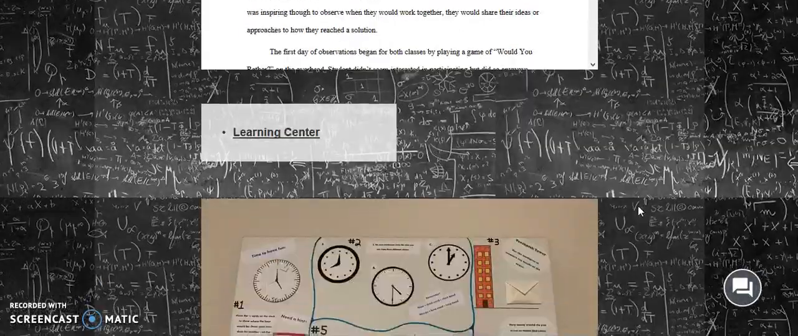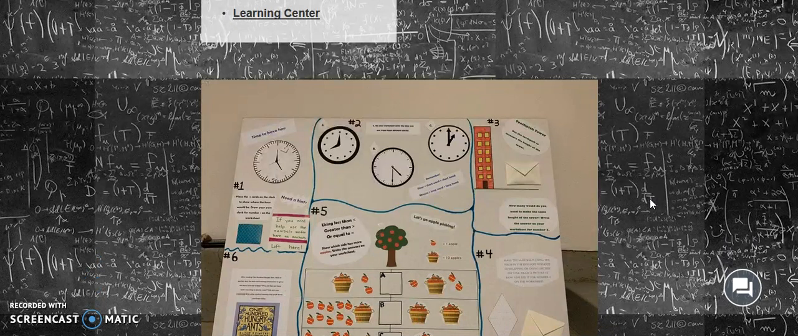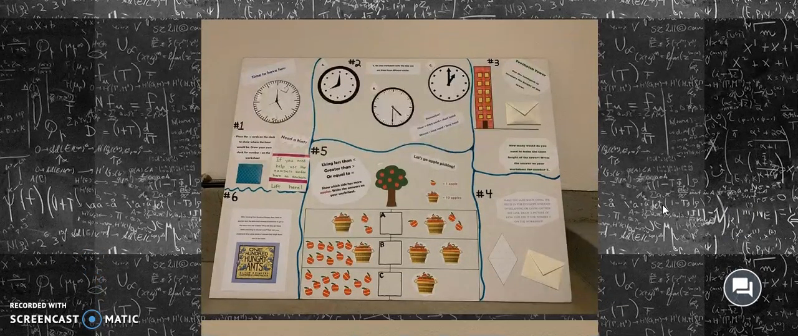Following my field experience is my Learning Center here. And the Learning Center consists of 6 different activities. The first one is to identify hour markers on the analog clock. The second was reading times on clocks without numbers. The third had to do with measurement. The fourth was an activity about geometric shapes, their characteristics and attributes. And then the 5th one there is a lesson using apples and visuals to have the students practice greater than, less than, or equal to.